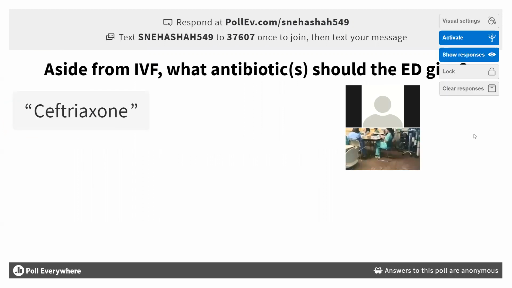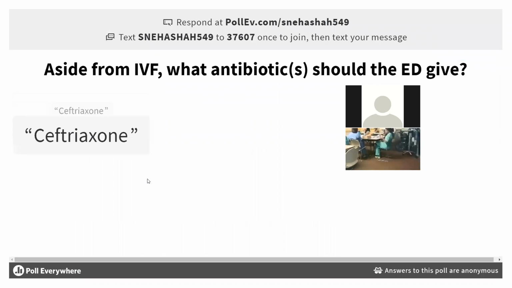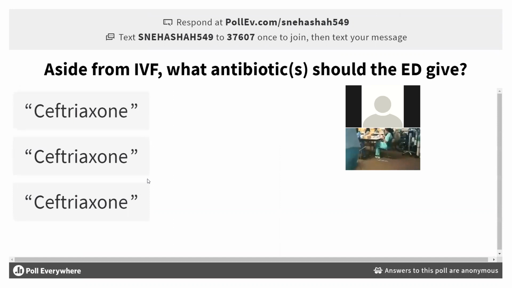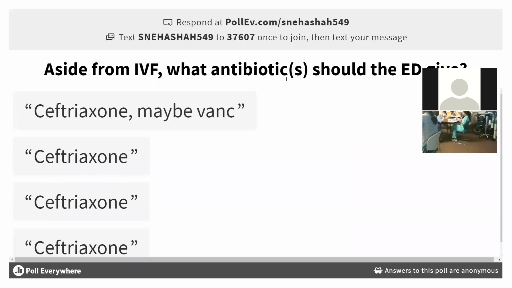Ceftriaxone. If you have a hard time logging into Poll EV, you can also chat your answer if you'd like. Okay. Seems that we all agree that it probably should be ceftriaxone. Yep, and I agree as well. So routinely for UTIs that need to get admitted, so maybe bank, yep. For the person that's had maybe bank, care to expand upon why?